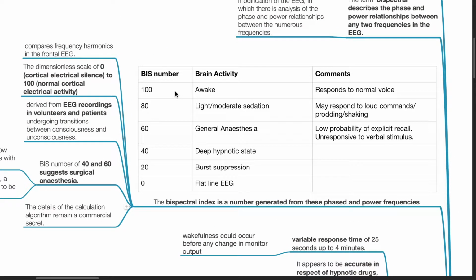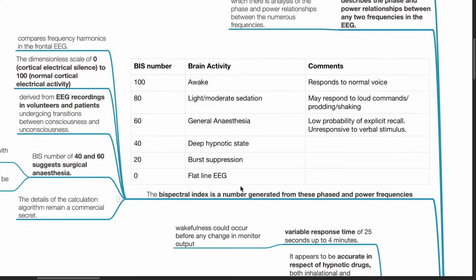This is a table indicating the bispectral index. A BIS number of 100 represents awake, 80 represents light to moderate sedation, 60 signifies general anesthesia, 40 signifies deep hypnotic state, 20 signifies burst suppression, and 0 is a flatline EEG.